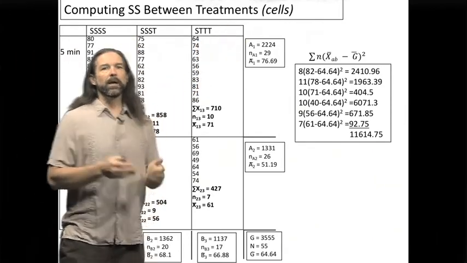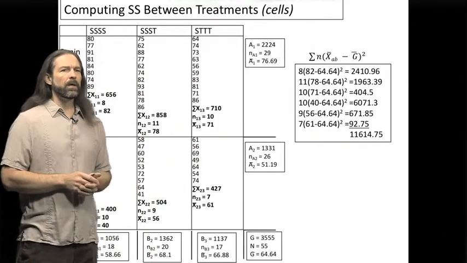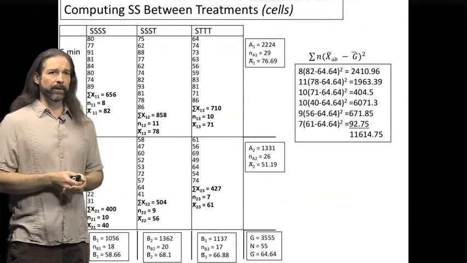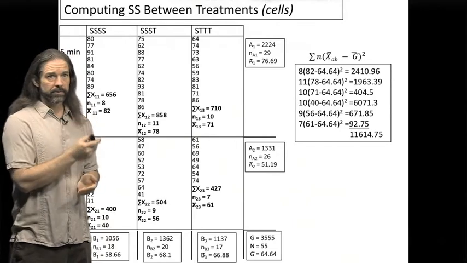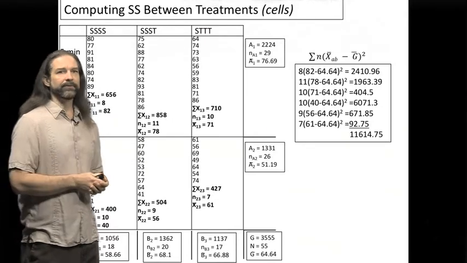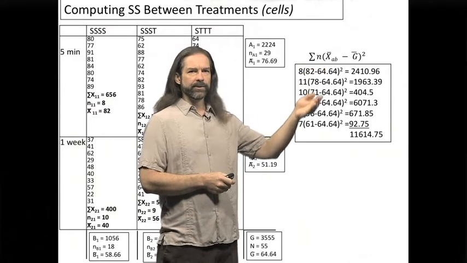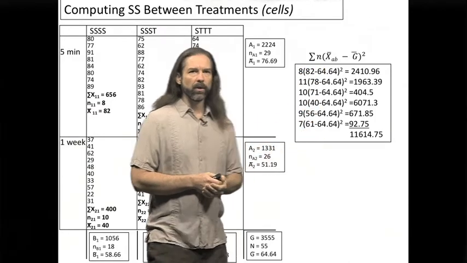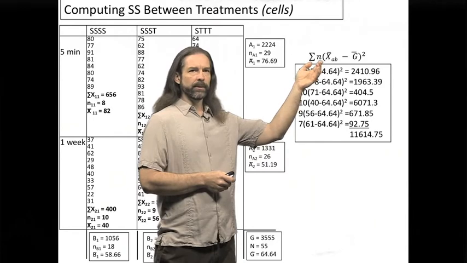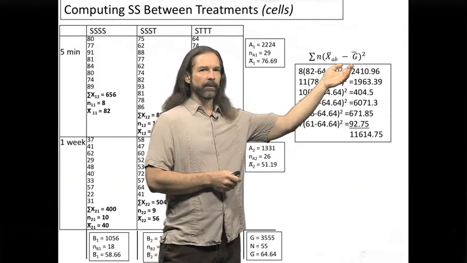What does this mean? I'm doing the computation that is asked for in each cell. So if you have that committed to memory and you say to yourself, I'm doing a cells computation, simply ask, how many cells do I have? 6 cells. If I have 6 cells, then that means I will be doing this formula 6 times. So what is it asking me to do? It is asking me to take the mean for each cell, subtract the grand mean from it.